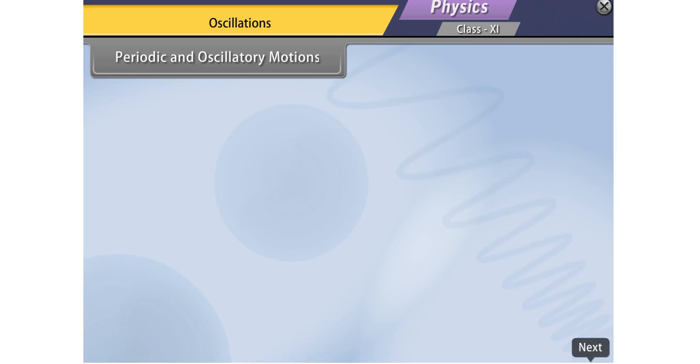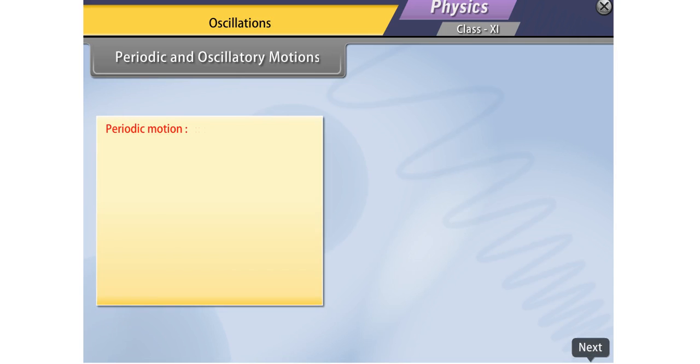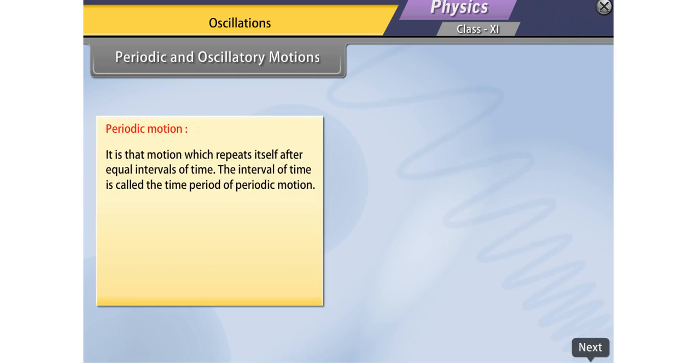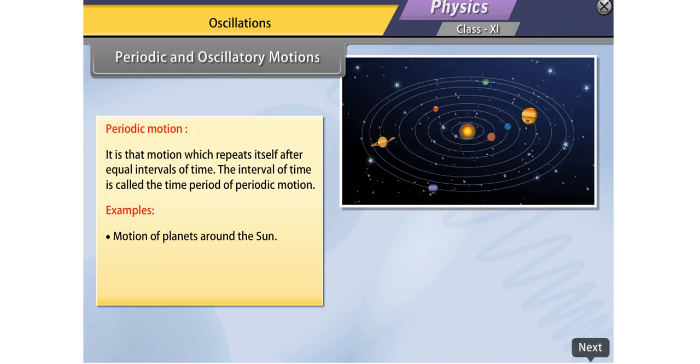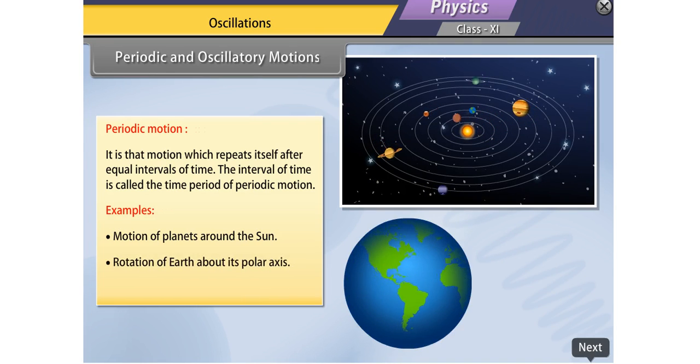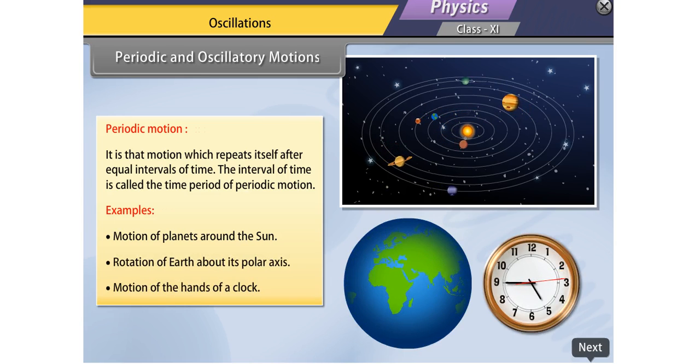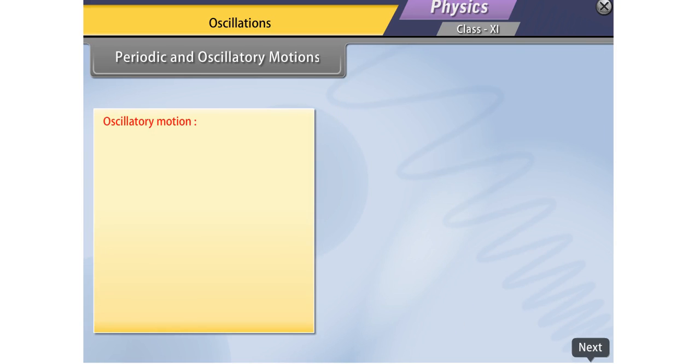Periodic and oscillatory motions. Periodic motion is that motion which repeats itself after equal intervals of time. The interval of time is called the time period of periodic motion. Some examples are motions of planets around the sun, rotation of Earth about its polar axis, motion of the hands of a clock.